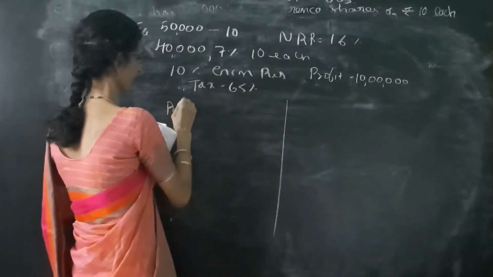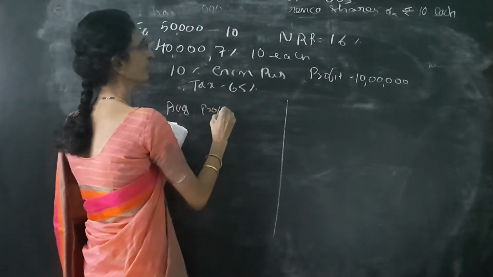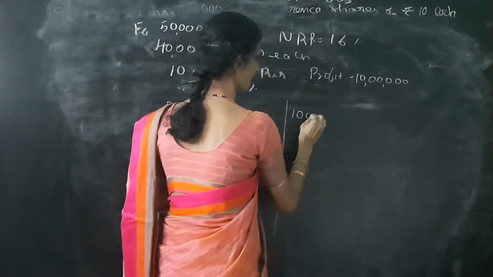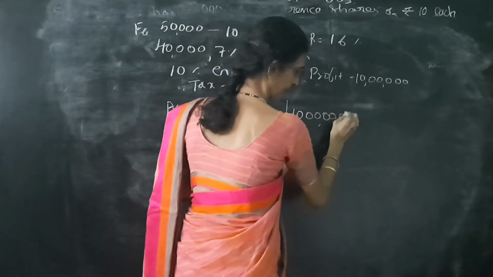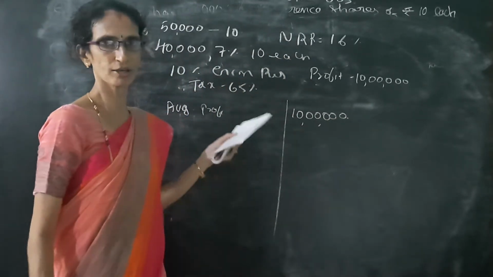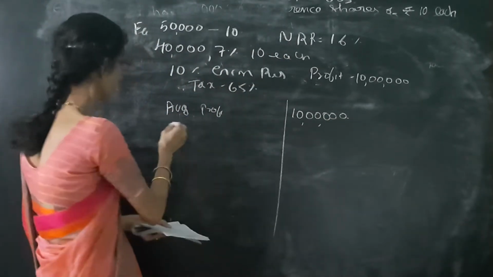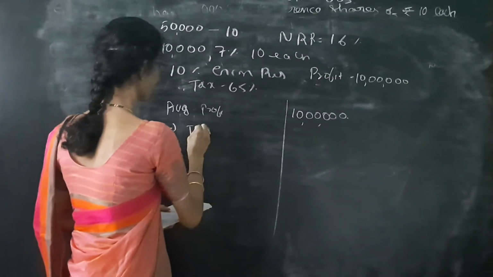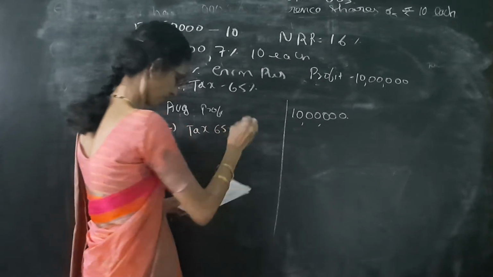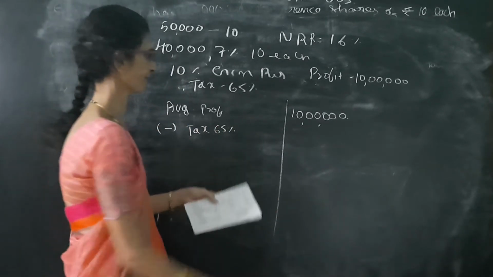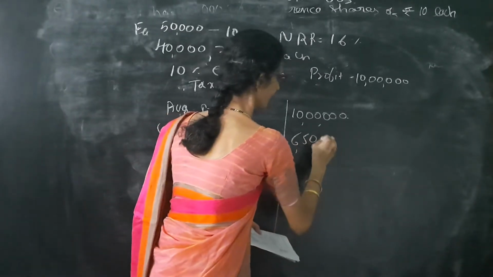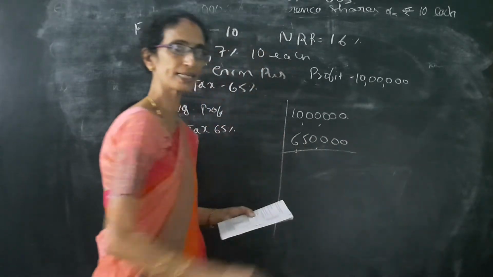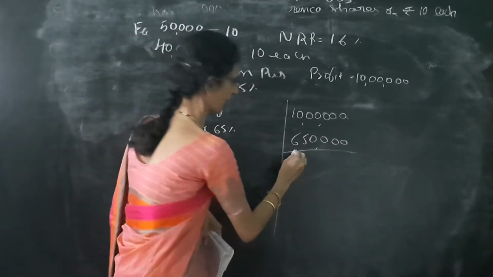First we have to take into consideration average profit. It is given average profit is 10 lakh. From this we have to deduct first the tax. Tax is given 65%. So 10 lakh at 65% means 6,50,000. Deduct it. Then we get 3,50,000.